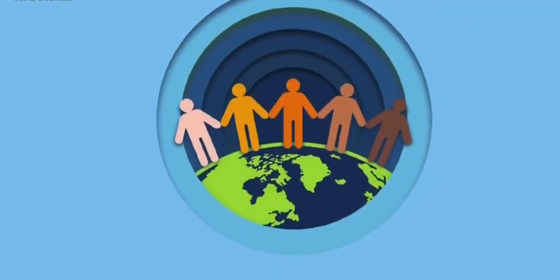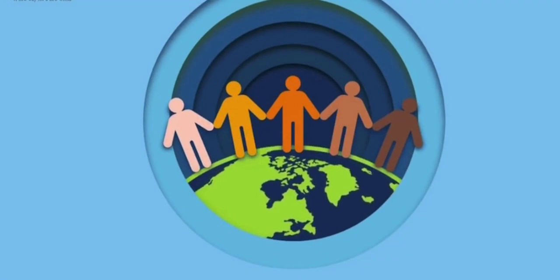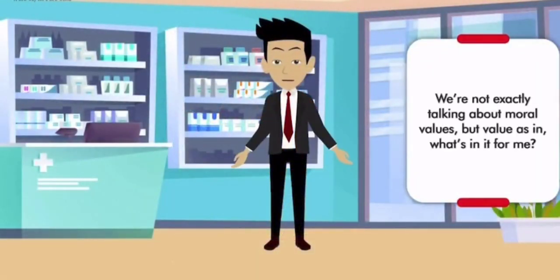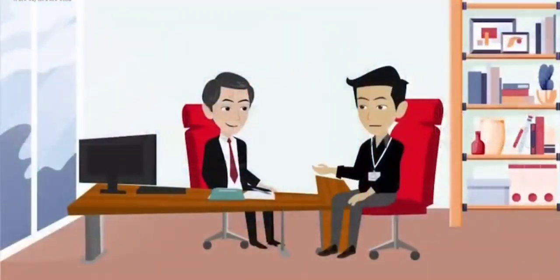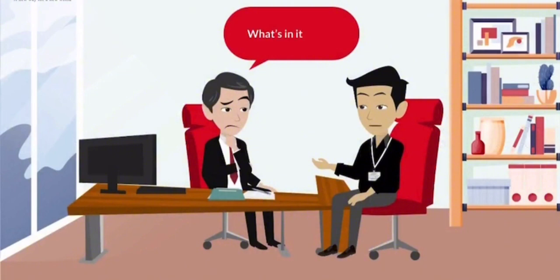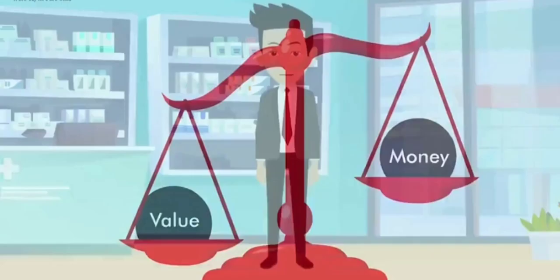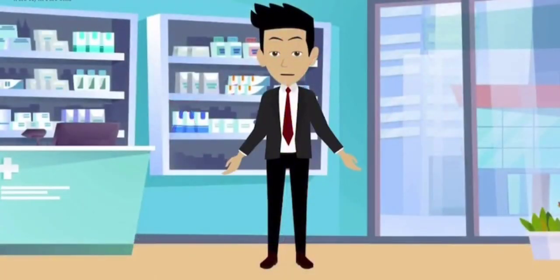The world we find ourselves living in is a value-driven world. We are not exactly talking about moral values, but value as in, what's in it for me? Almost every interaction takes place on a "what's in it for me" model. Remember, money flows in the direction of value. Let us look at an example.